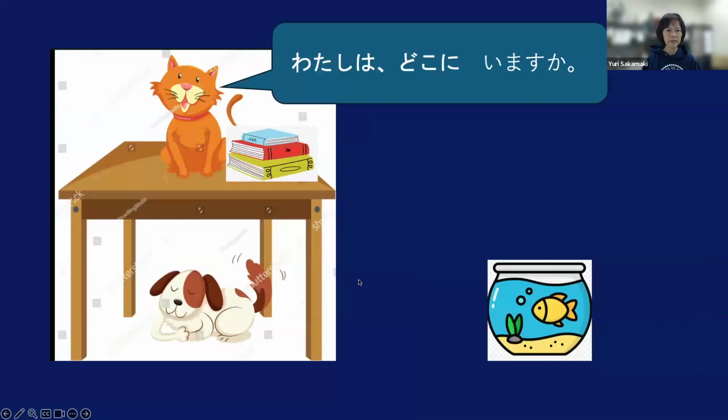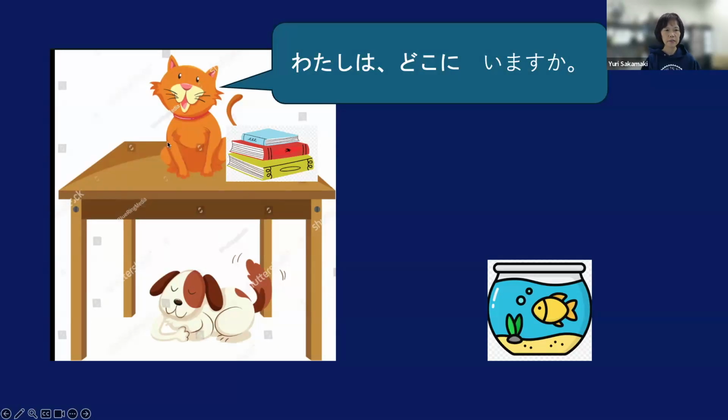Okay, so the cat is asking us, 私はどこにいますか? So how would you describe where the cat is? 猫は... Okay, and you can think about how to follow that subject. Also, you can talk about where the books are, where the dog is, and also where the fish is. Fish is in the water.